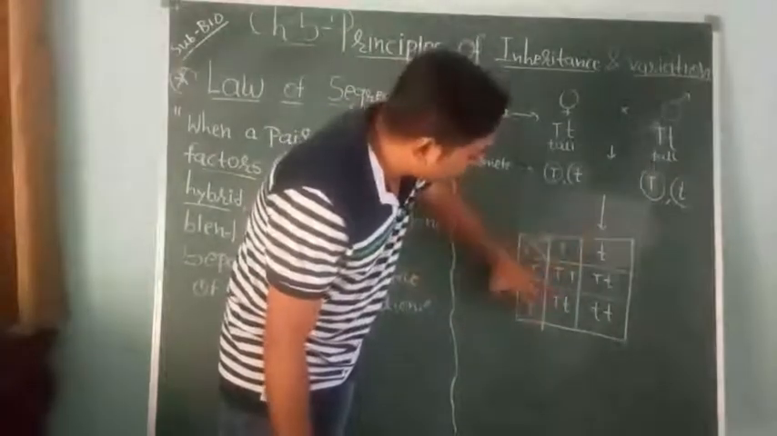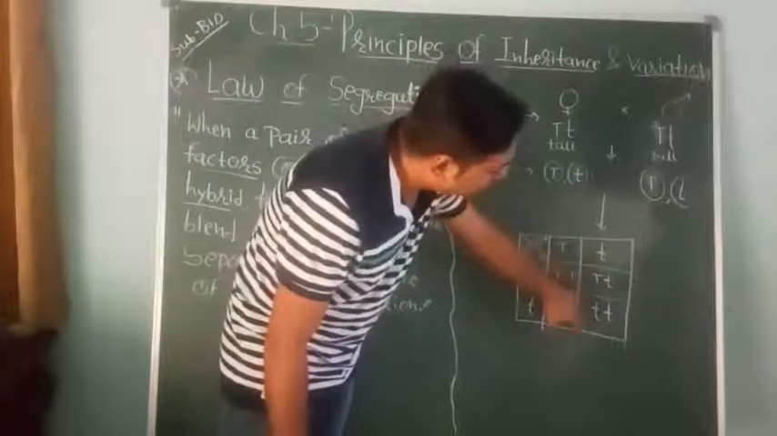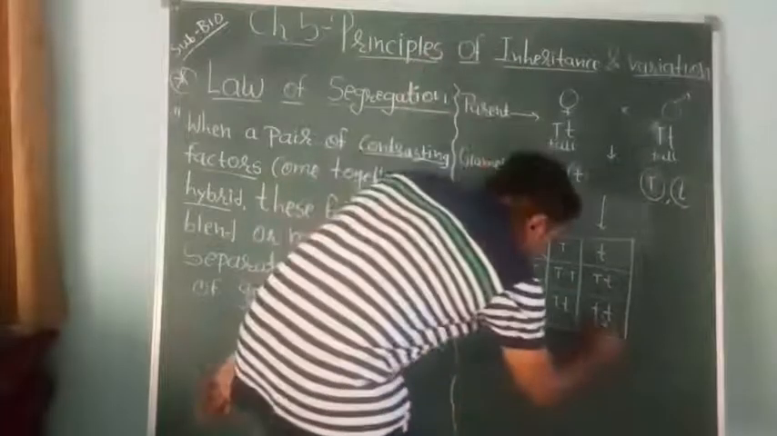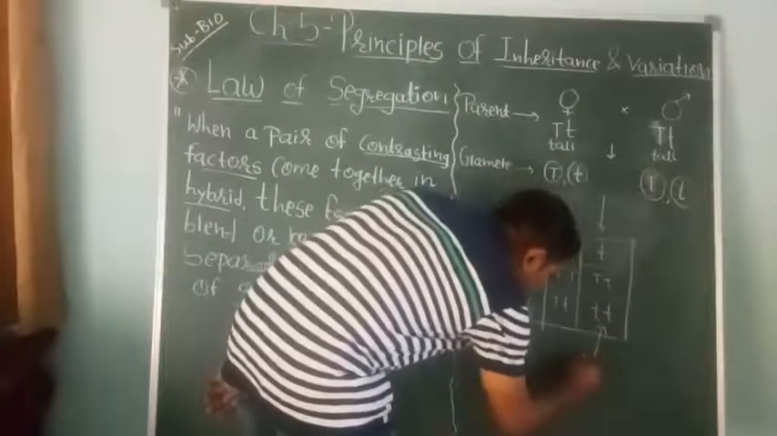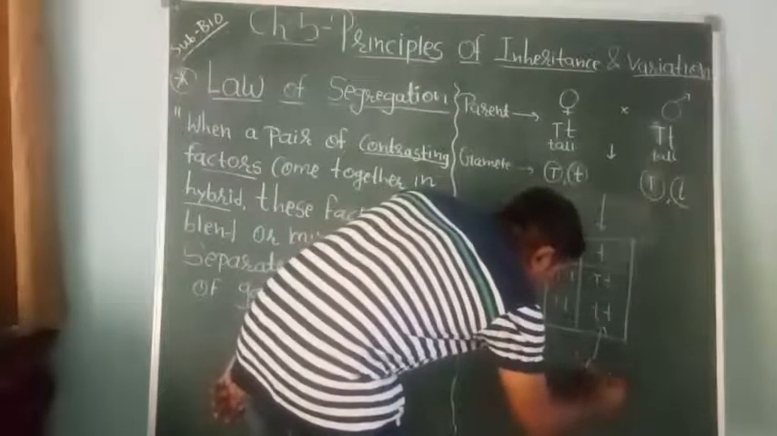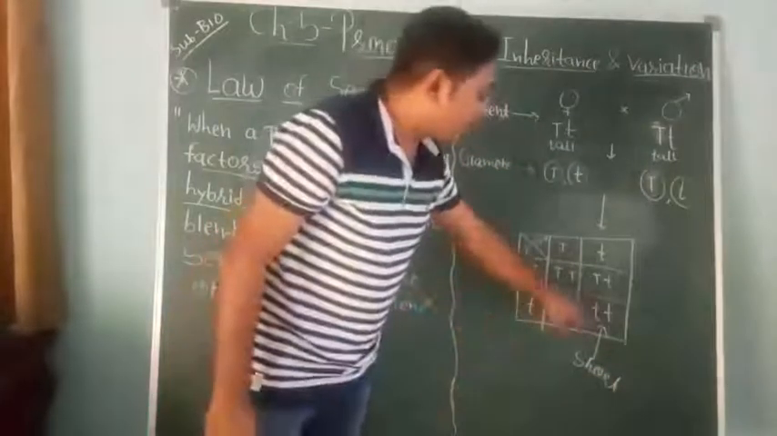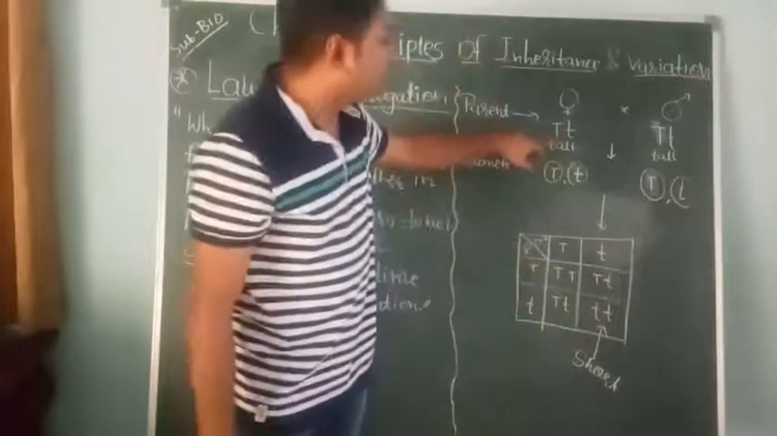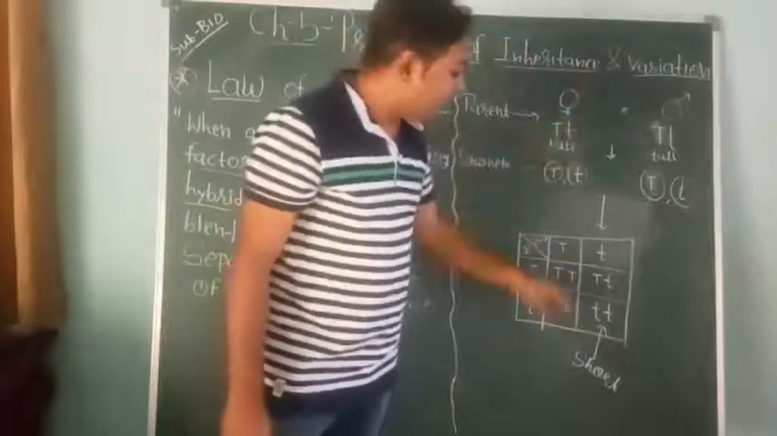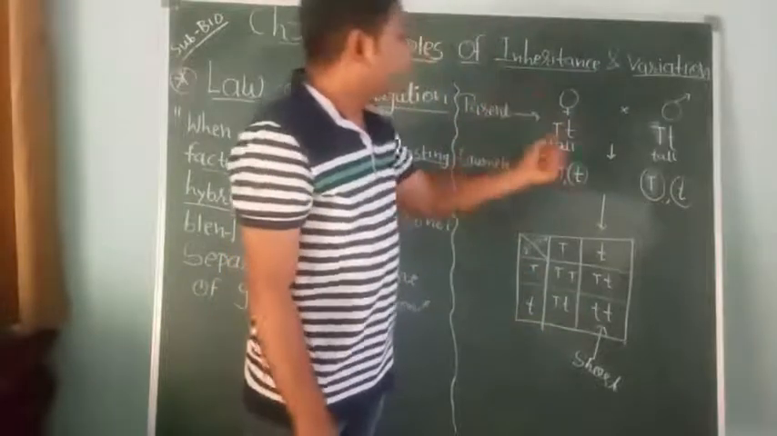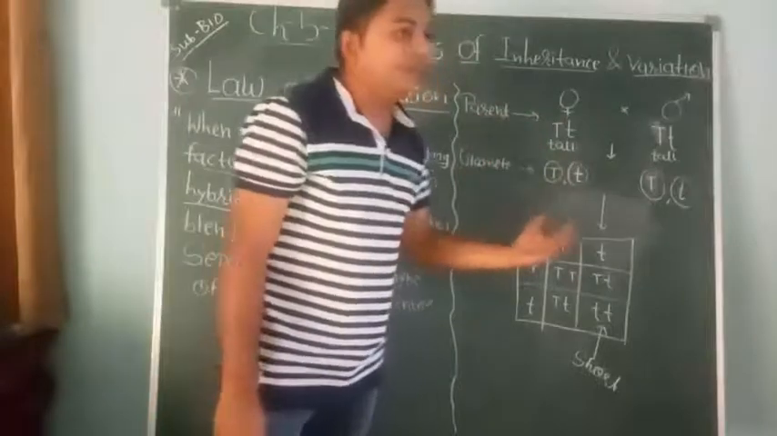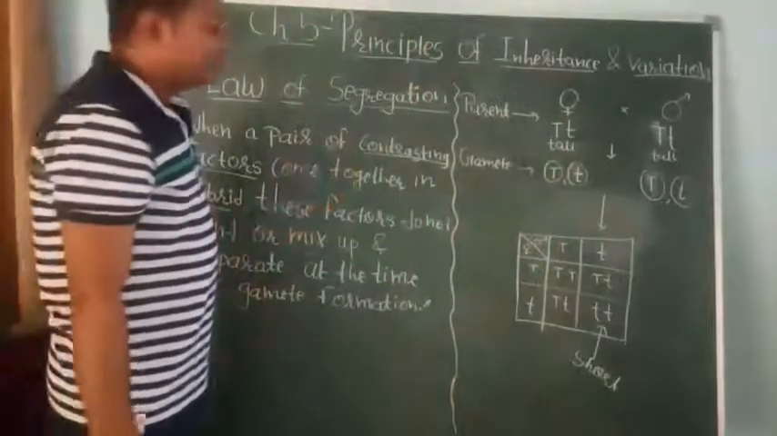Again, small t comes here and small t comes here, and it produces a short plant. So what is the phenotype of small t small t? It's a short or dwarf plant. So we can see that this small t progeny has a character that is not of the parent. Here both the parents are tall, but the progeny will be short due to segregation of alleles. And this is the law of segregation and purity.